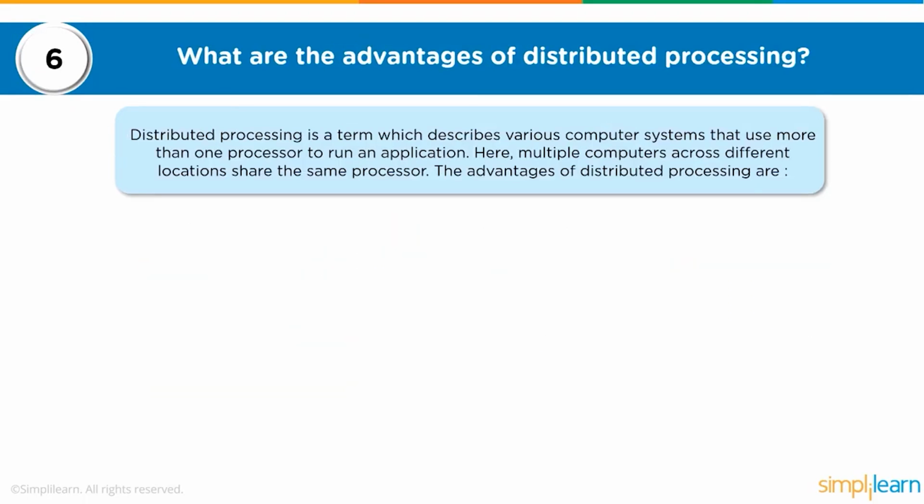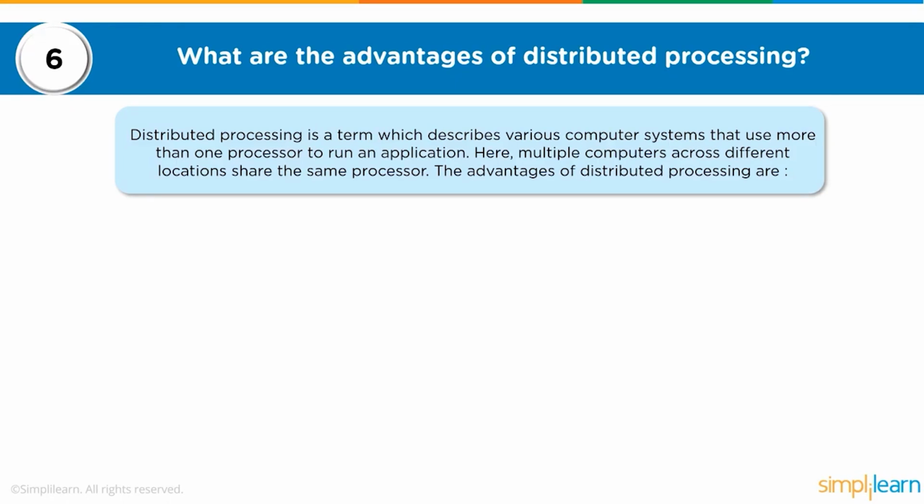Moving on to question number 6. What are the advantages of distributed processing? Now, before we go into the advantages of distributed processing, we first have to understand what distributed processing is. It is a term which describes various computer systems that use more than one processor to run an application. Here, multiple computers across different locations share the same processor. The advantages of distributing processors are as follows.